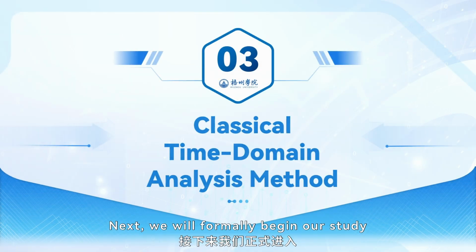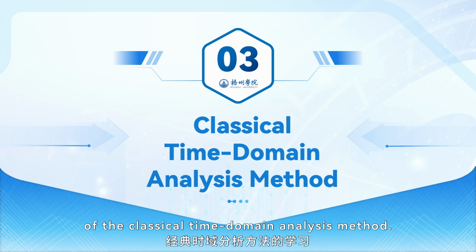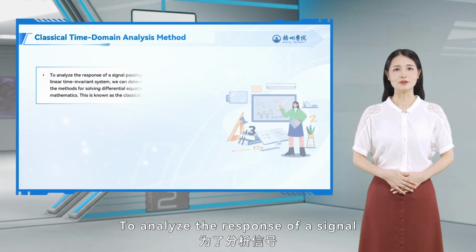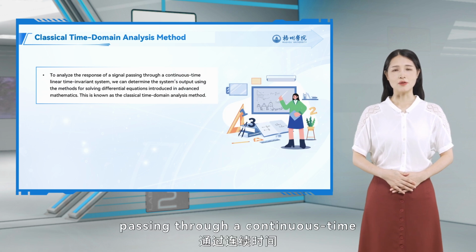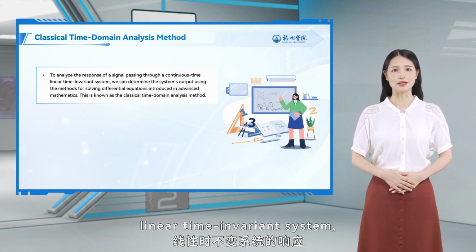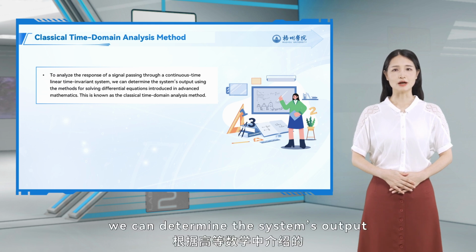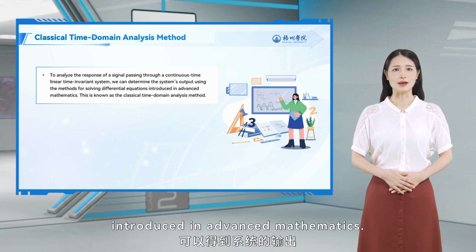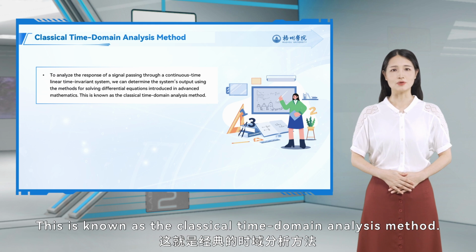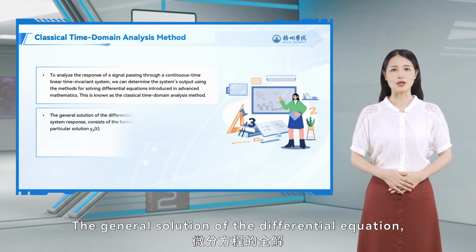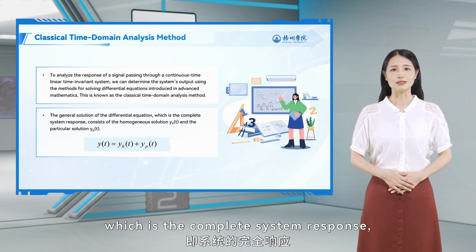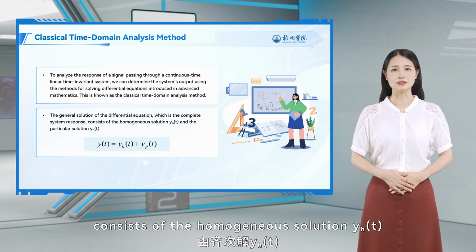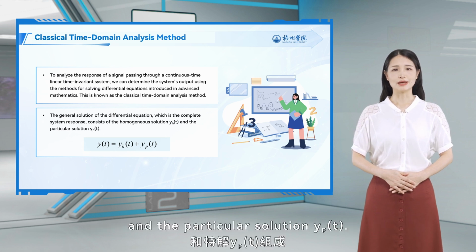Next, we will formally begin our study of the classical time domain analysis method. To analyze the response of a signal passing through a continuous time linear time-invariant system, we can determine the system's output using the methods for solving differential equations introduced in advanced mathematics. This is known as the classical time domain analysis method. The general solution of the differential equation, which is the complete system response, consists of the homogeneous solution y sub h of t and the particular solution y sub p of t.